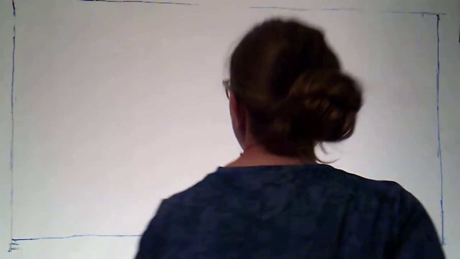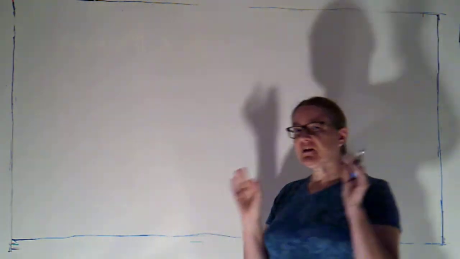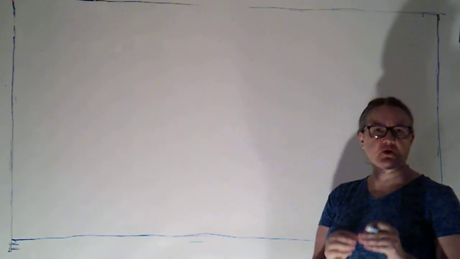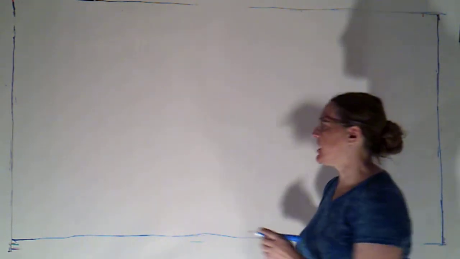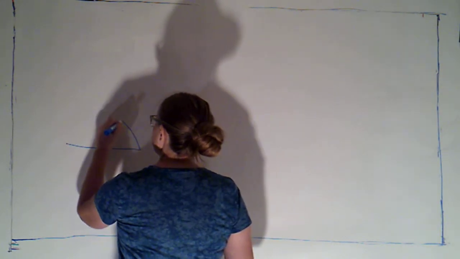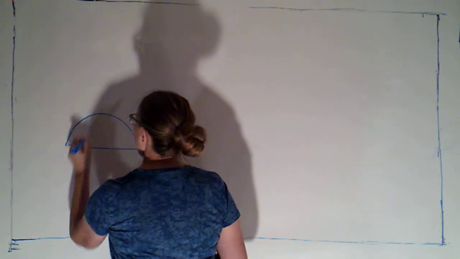Okay, for this problem, I want to suppose that I have a very thin wire. So thin that I'm going to treat its thickness as negligible, so I'm going to treat it as a one-dimensional object. And let's suppose that I've molded that wire into a shape like so.